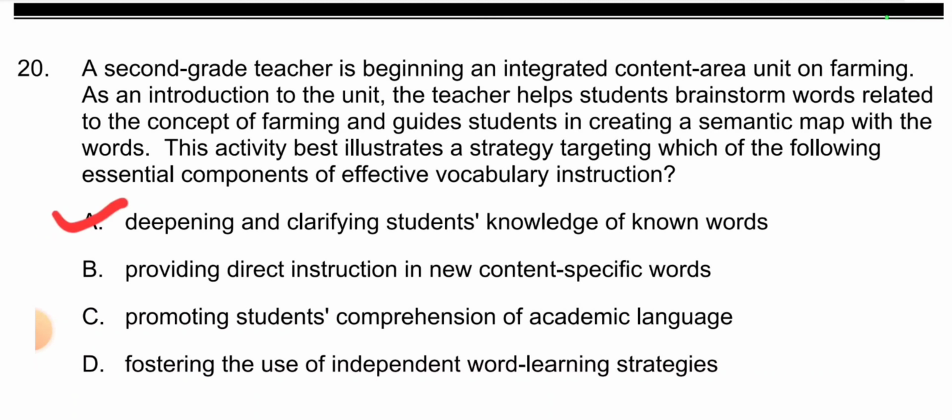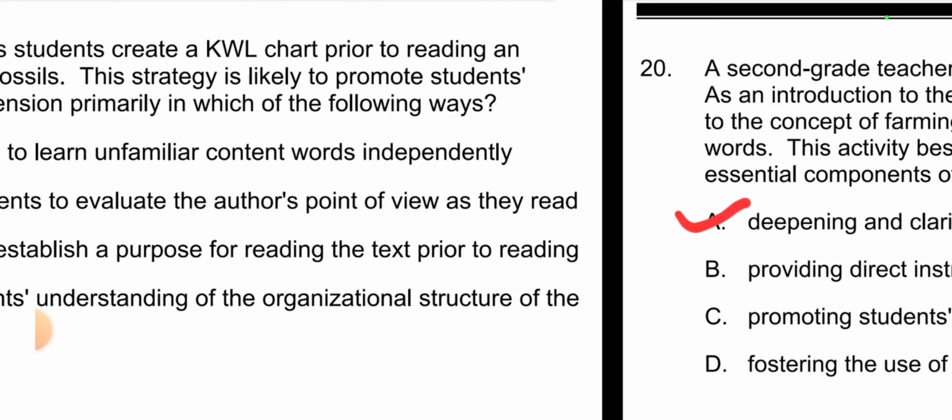Question number 20. A second grade teacher is beginning an integrated content area unit on farming. As an introduction to the unit, the teacher helps students brainstorm words related to the concept of farming and guides students in creating a semantic map with the words. This activity best illustrates a strategy targeting which of the following essential components of effective vocabulary instruction? Answer is deepening and clarifying students' knowledge of known words.